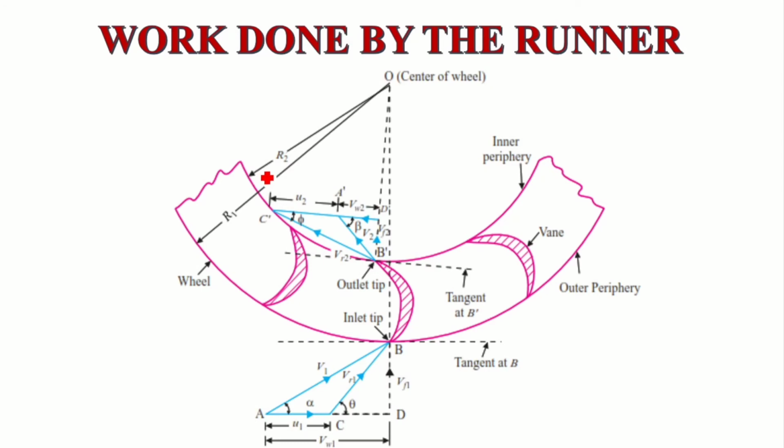So R2 is the radius of the runner at the outlet, and R1 is the radius of the runner at the inlet. So R1 and R2 terms are here. The velocity diagram is similar to the one which we had discussed in the case of impact of a jet. You please refer to that video before coming to this video.